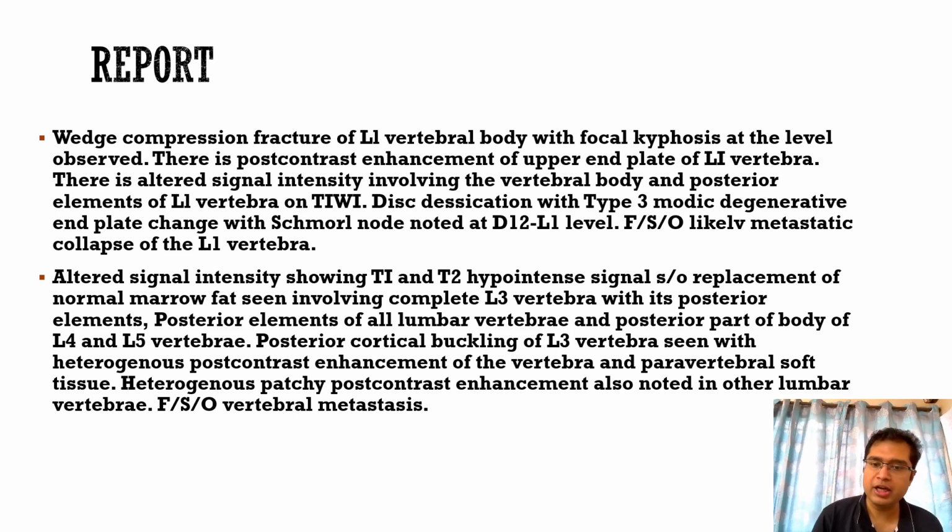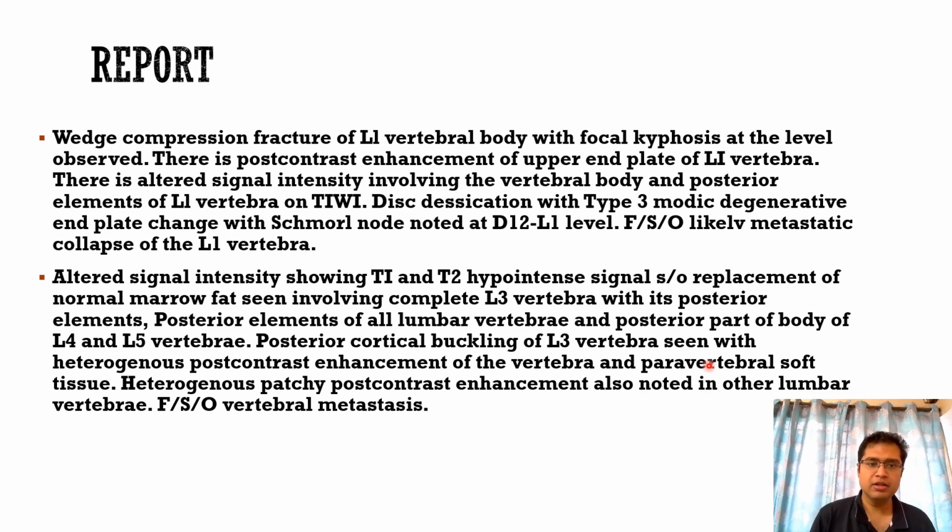There was posterior cortical buckling of the L3 vertebra as well, which was seen on the sagittal images as I showed. This is very important because that is how we differentiate an osteoporotic fracture from a metastatic fracture, along with heterogeneous post-contrast enhancement of the vertebra, and there was some paravertebral soft tissue also present. That is also very important to differentiate an osteoporotic fracture from a metastatic fracture. And there is some heterogeneous patchy contrast enhancement seen in multiple lumbar vertebrae. Features were suggestive of a vertebral mets.